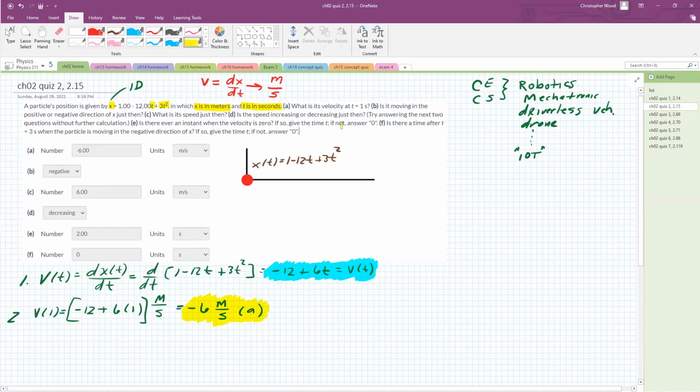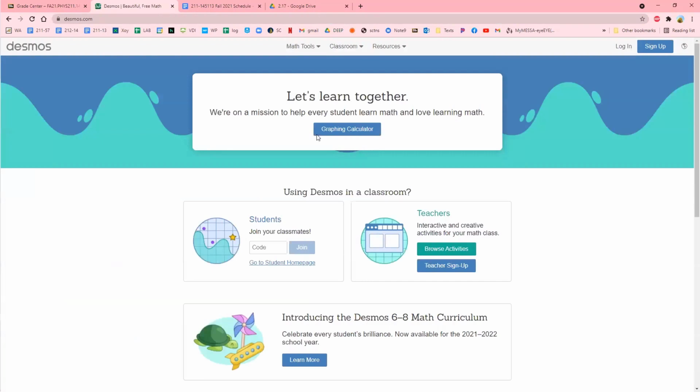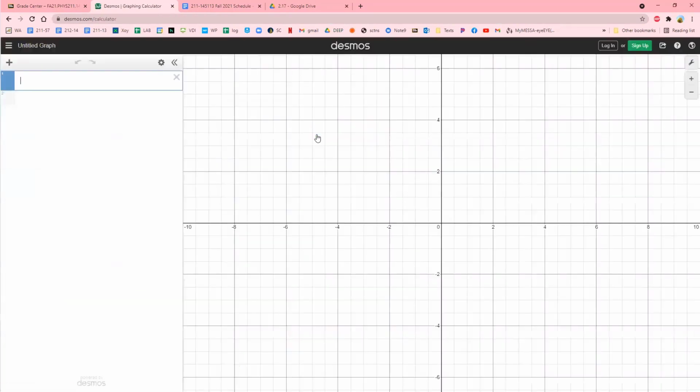Part B says, is it moving in the positive or negative direction? So let's do this. Back to Desmos. Go ahead and plot your function in Desmos. Everyone to Desmos. So this is time well spent. You're going to benefit, whether you know it or not, from being able to graph stuff, no matter where your future brings you.